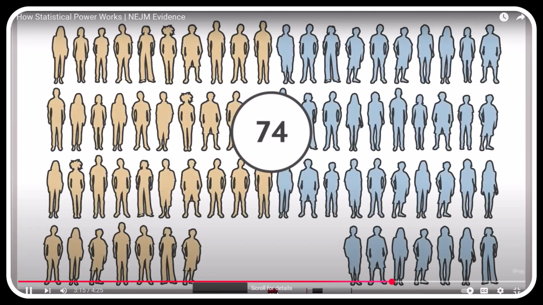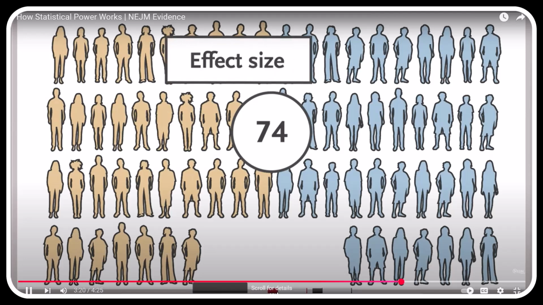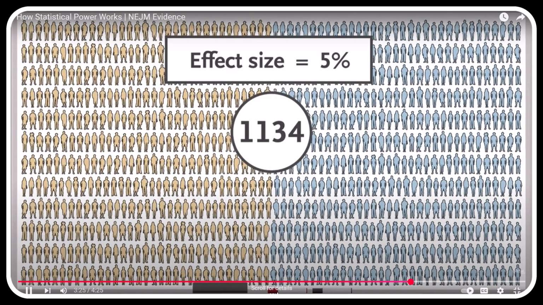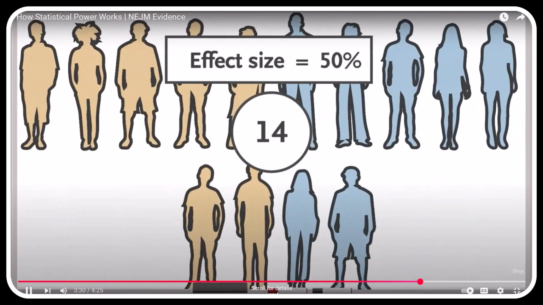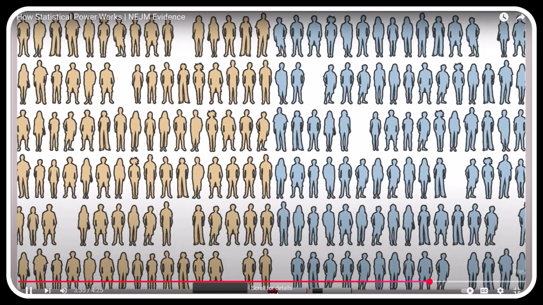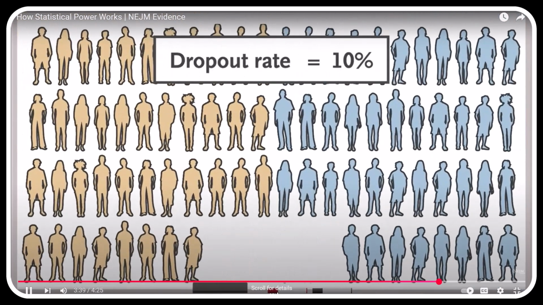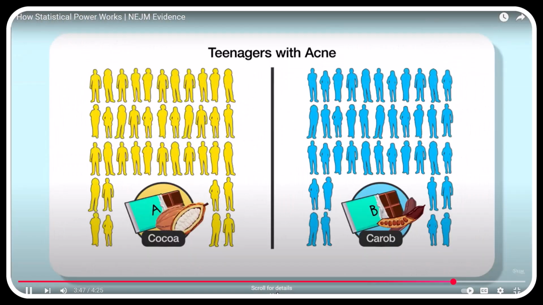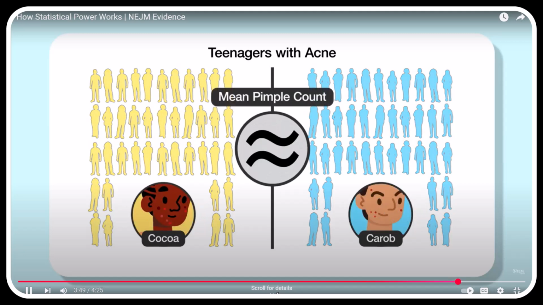Changes in any of these parameters will really affect the needed sample size. Look at effect size. If chocolate only makes a 5% difference, then you would need to recruit 1,134 total participants. However, if the effect size were 50%, you would need only 14 people total. Remember that in most trials, some participants drop out along the way. Savvy researchers like yourself recruit enough participants to account for this. If you expect a dropout rate of 10%, you can adjust your target sample size to compensate, in your case, to 82 participants.